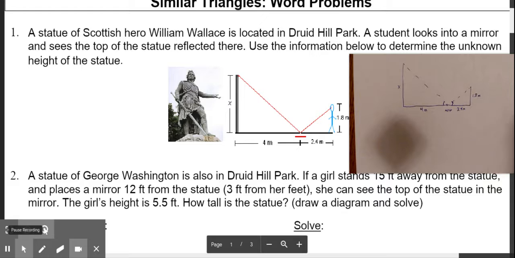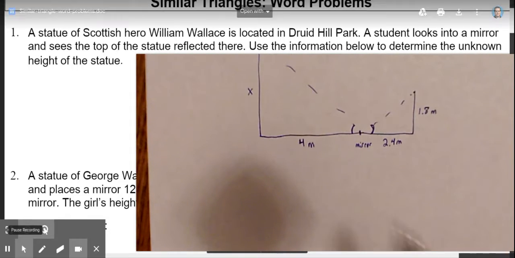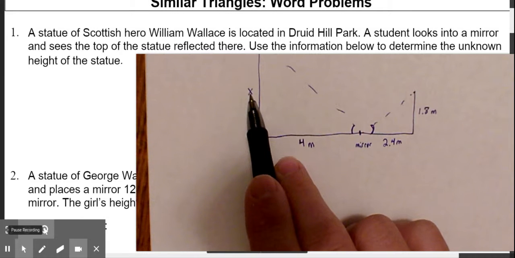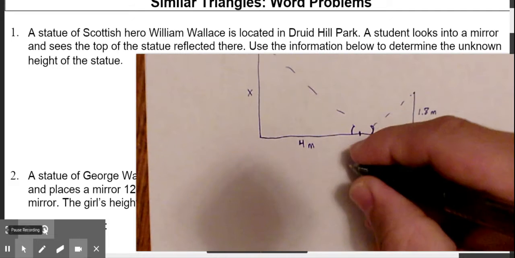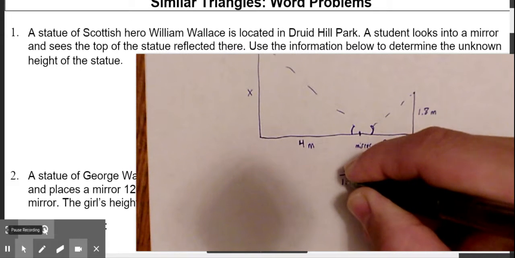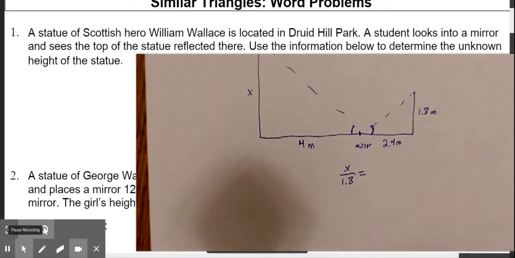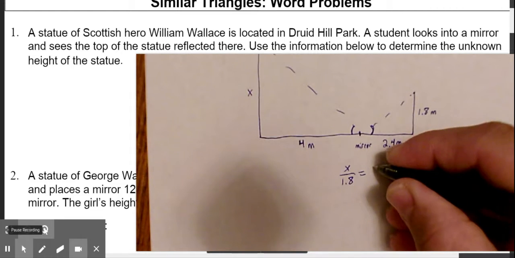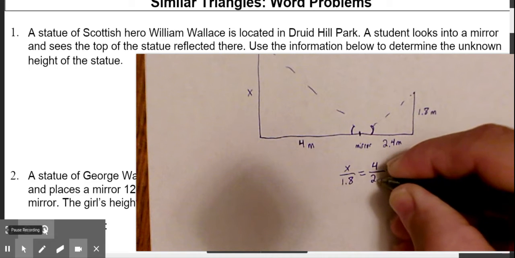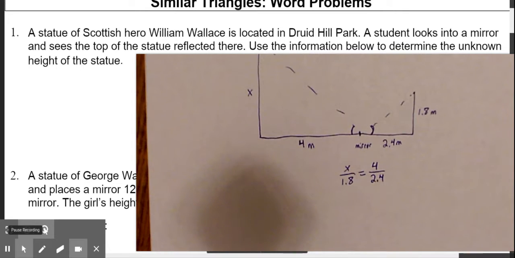Now what I can do is make a proportion and solve it. So what I'm going to do is say that x, the height of the statue, would correspond to the height of the student, 1.8 meters. So x over 1.8. And that would equal the distance away from the mirror over the distance away from the mirror. So the 4 meters over 2.4 meters. And now I've got a proportion to solve.